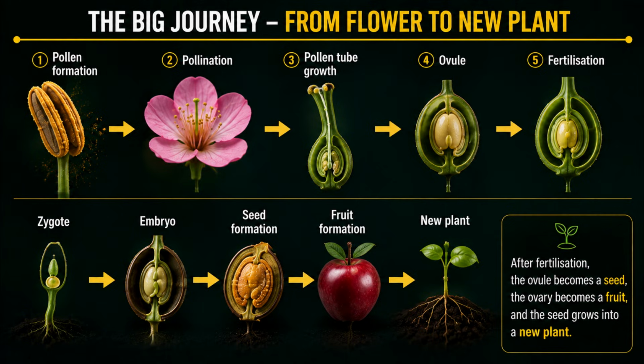The fusion of the male and female gametes produces a zygote. The zygote develops into an embryo. As development continues, the seed forms. The ovary develops into the fruit. And when the mature seed receives suitable conditions, it can germinate and eventually produce a new plant. So the journey is pollen formation, pollination, pollen tube growth, ovule fertilization, zygote, embryo, seed formation, fruit formation, new plant.